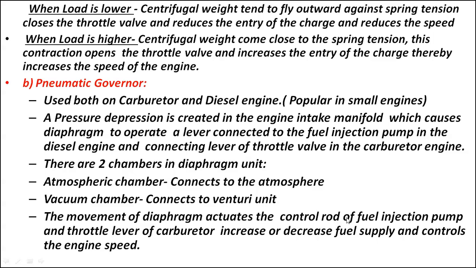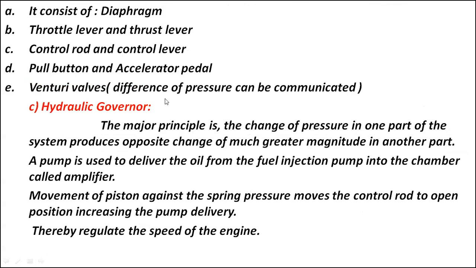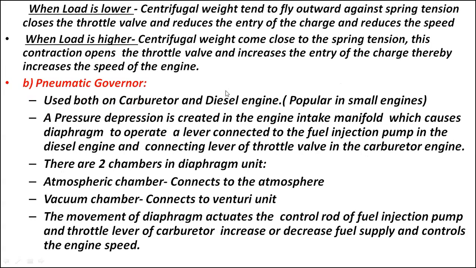It controls the fuel injection pump and the throttle lever of the carburetor. Thereby it increases or decreases the fuel supply, and automatically we can control the speed of the engine. This is the pneumatic governor. It consists of a diaphragm, throttle lever, thrust lever, control rod, control lever, pull button, accelerator pedal, and venturi valves. Through these venturi valves we can create a difference of pressure. So this is the pneumatic governor.